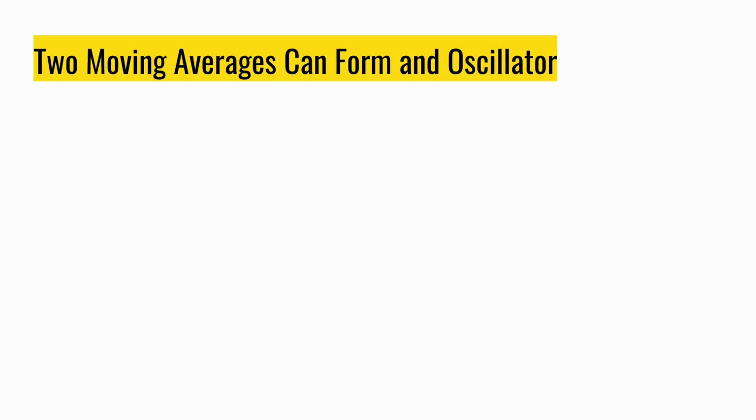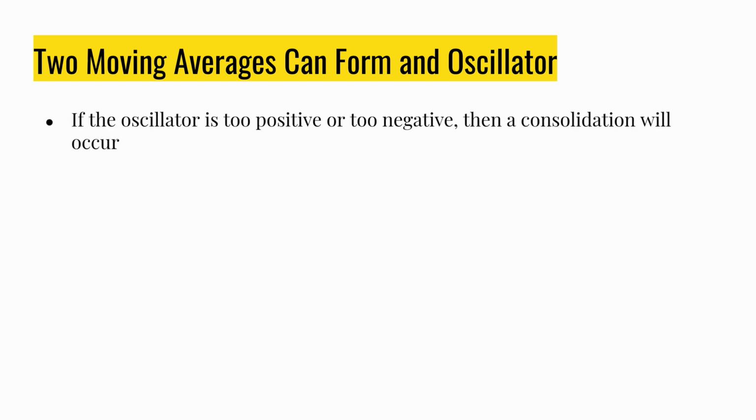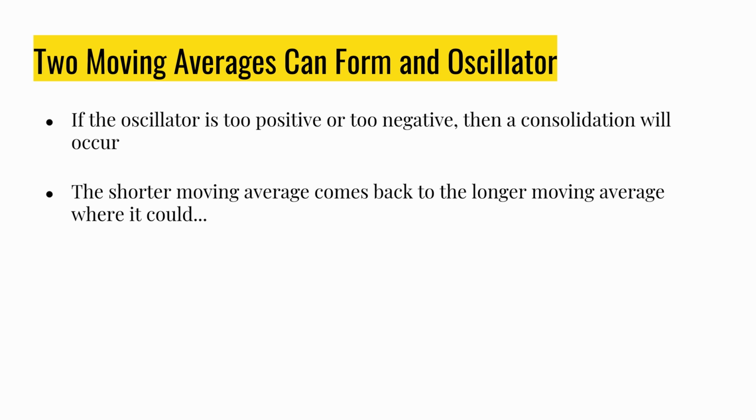Now that we know the basics of how an oscillator combining 2 moving averages will work, let's dive into the complexities. When the oscillator becomes too positive or too negative, this means that a consolidation will occur. If you think about what this represents, the shorter moving average is really overextended above the longer moving average. This causes the shorter moving average to come back to the longer moving average.